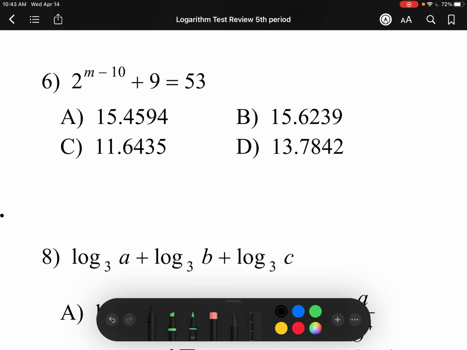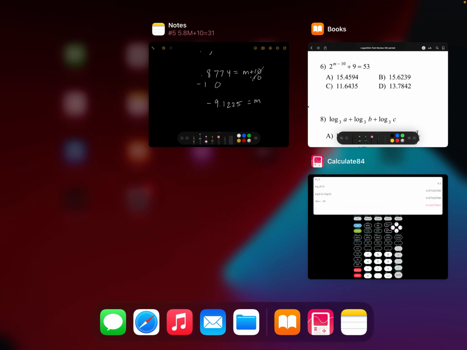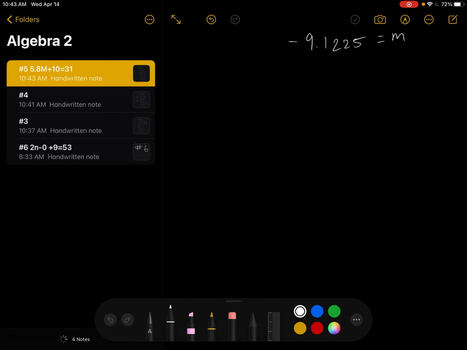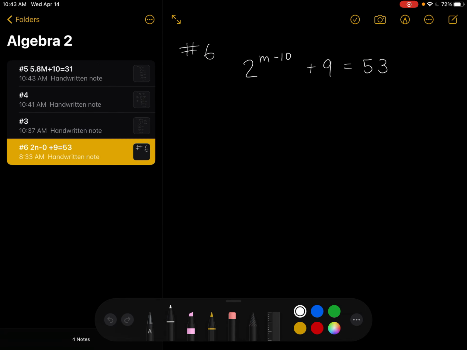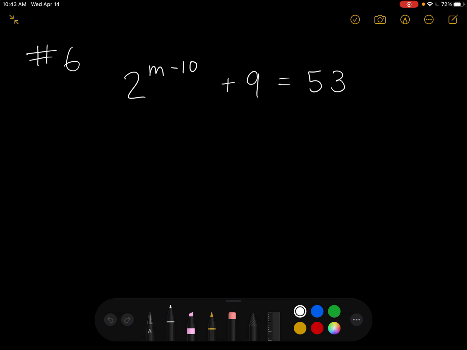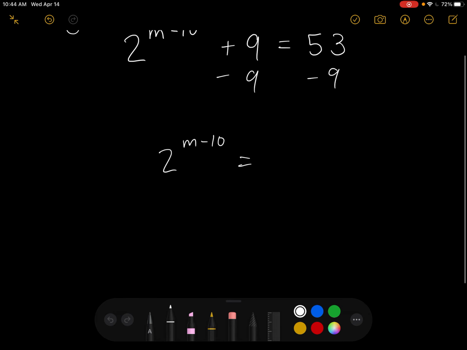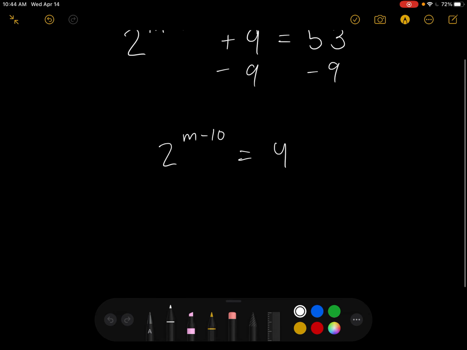I'm going to go through number 6 again kind of quickly. You should be able to get through these pretty quickly now once you learn them. So I'm going to go to number 6. I have 2 raised to the power m minus 10 plus 9 is equal to 53. So first thing, I want to get rid of this 9. And this time it's added. So I'm going to subtract 9 from both sides. So now I get 2 raised to the power m minus 10 is equal to, and 53 minus 9 is going to be 44.